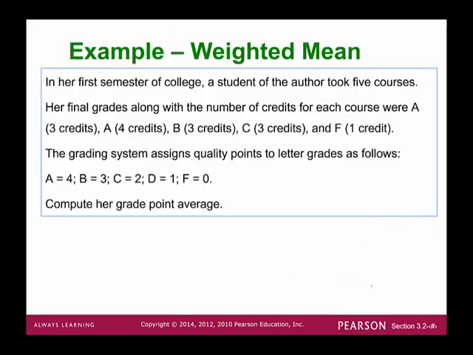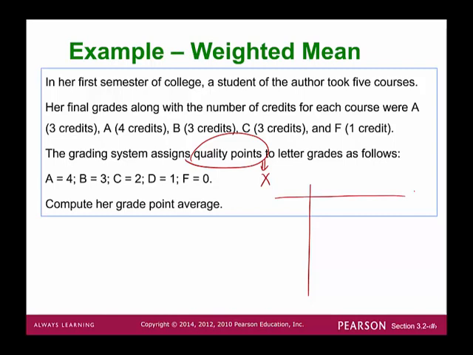So in the first semester of college, a student of the author took 5 courses. Her final grades, along with the number of credits for each course, were A, 3 credits, another A, 4 credits, B, 3 credits, a C with 3 credits, and an F with 1 credit. And then the grading system assigns quality points. So this is important. Quality points is what we call X, right? To letter grades as follows. All right, so now you have 5 courses.